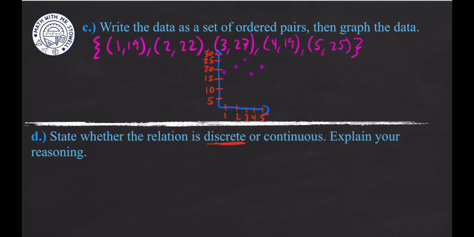It's a function because every single input, all the x values, have exactly 1 output. Contestant 1 had a 19-pound pumpkin and not another pumpkin. So we know that this is a function. So remember, a function is a special relation.